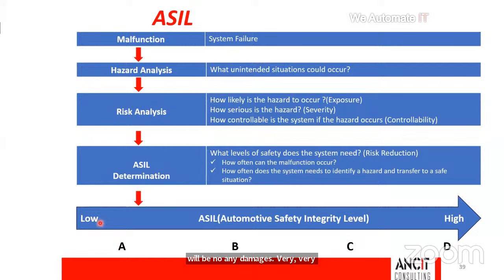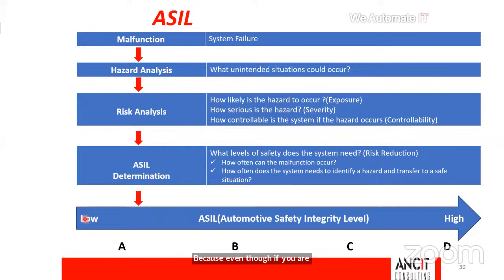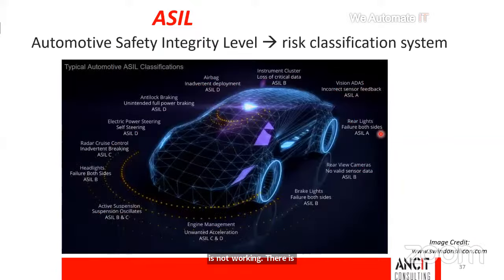You can see the hazard. The hazard will be very, very low, because even if your rear light is not working, no damage will occur. This is an example of ASIL-A.